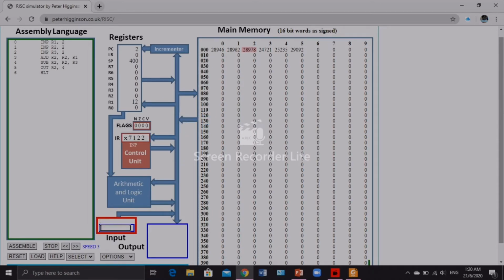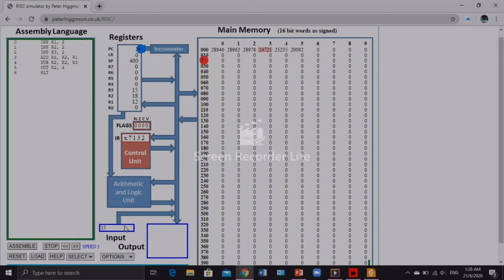After storing in the IR, the processor interprets the instruction and detects what kind of action needs to be performed. In this case, the first 3 instructions are input, where you have to input data. I have input 3 data: the first is 12, the second is 18, and the third is 15. After inputting all 3 data in the 3 registers, it is now time for addition.